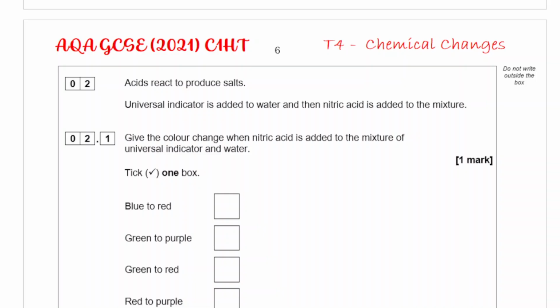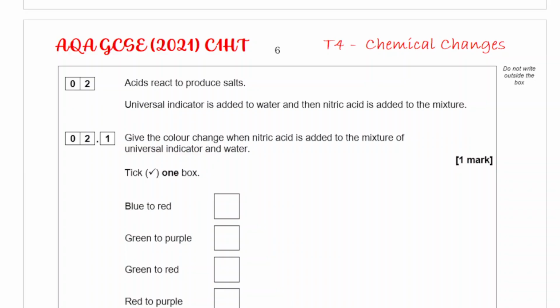In this video, I'm going to go through the AQA Combined Science 2021 Chemistry Paper 1 Higher Tier. Question number 2 is on the topic of chemical changes. Acids react to produce salts. Universal indicator is added to water, and then nitric acid is added to the mixture. Give the color change when nitric acid is added to the mixture of universal indicator and water.